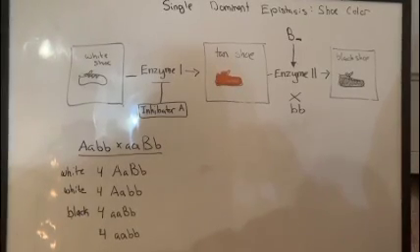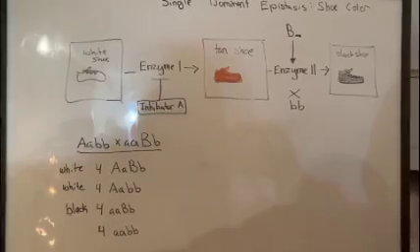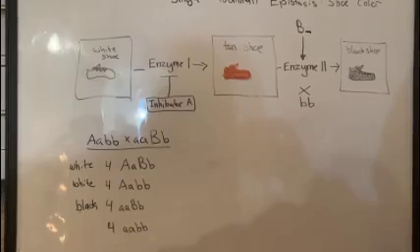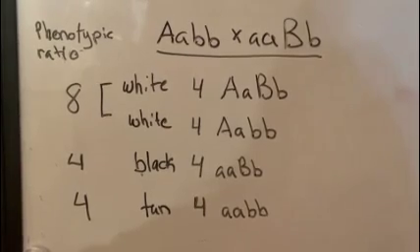Because there's 2 little a's and no inhibitor big A, we get to tan, but because there's no big B, we only have 2 little b's, we're going to stay at tan. The phenotypic ratio is 8 white, 4 black, 4 tan.